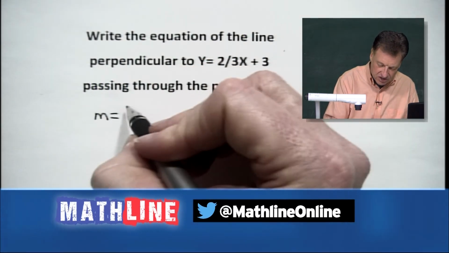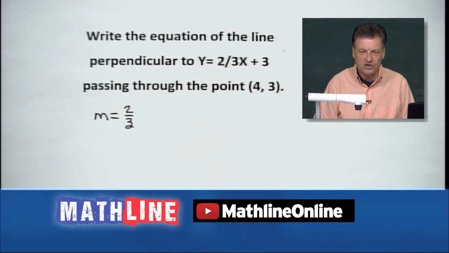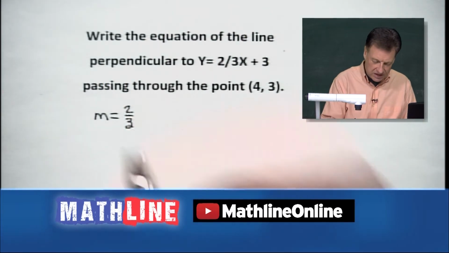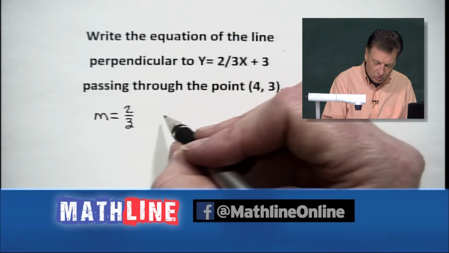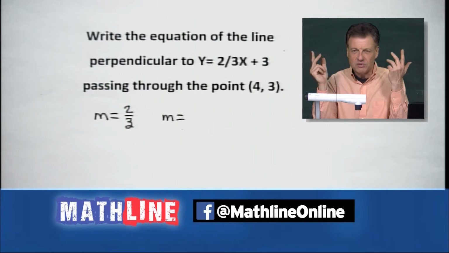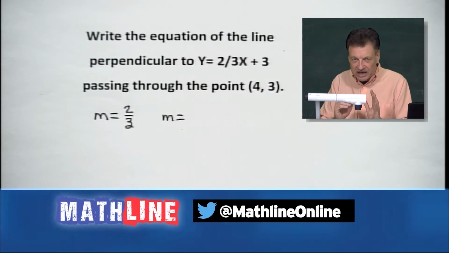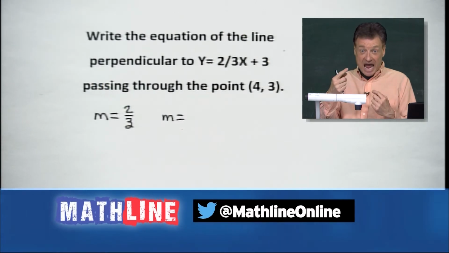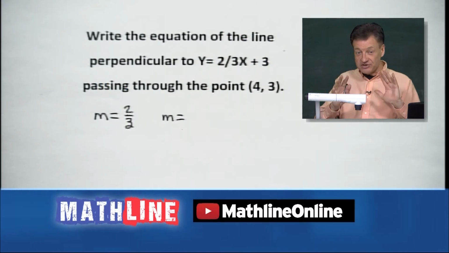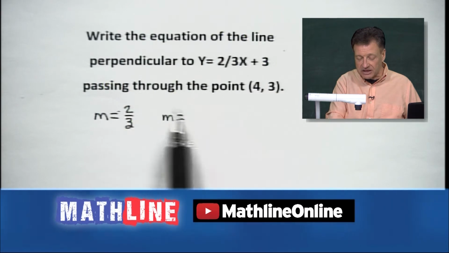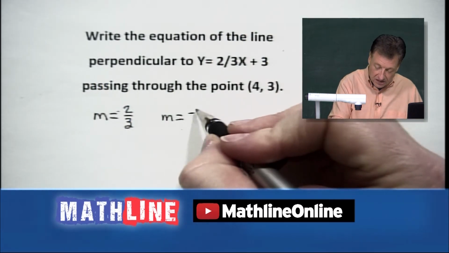That slope is 2/3. We aren't interested in that one. That's going with this. We want to use, you remember, opposite reciprocal slope. So reciprocal means 2/3 is going to become 3/2. And opposite means we're changing the signs. Now, this one was positive to begin with, so that's going to make this negative.